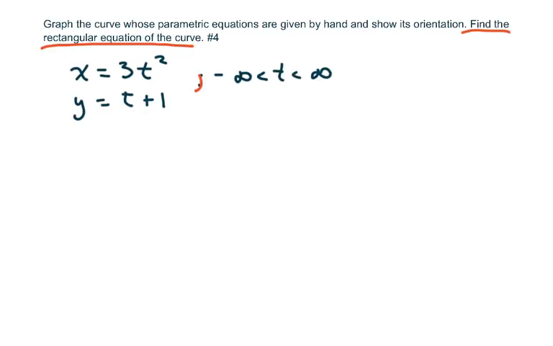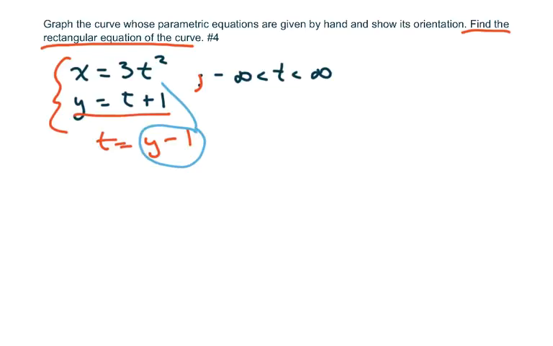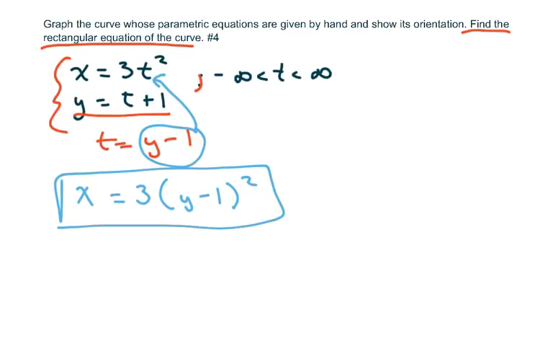So the first thing I'm going to do is take my y here and solve for t. So t equals y minus 1, and substitute my t into the t squared here. So we're going to get x equals 3 times (y minus 1) squared. And that's basically all you need to know. You know that this is a graph that's going to open to the left or to the right. It's a parabola where the vertex is at (0, 1).